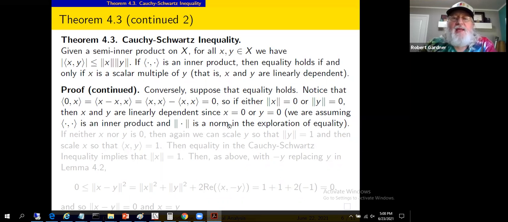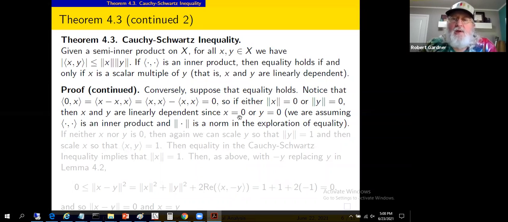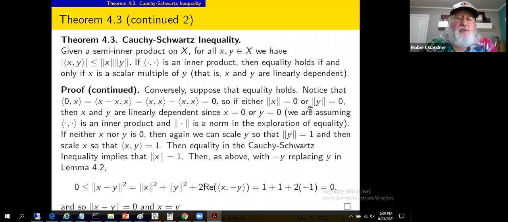So if the norms are both 0, then one of the vectors must be the 0 vector. The inner product is 0, and both sides of this equation are 0. That's equality. So we need to consider the case when both are non-zero. If either is 0, we've got equality. Suppose neither is 0. If neither x nor y is the 0 vector, then we'll do our scaling thing, similar to what we've done before.